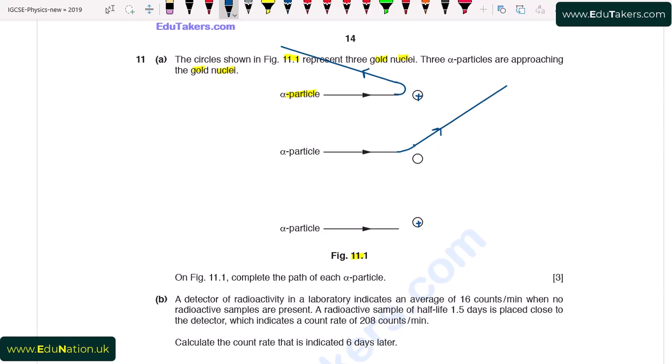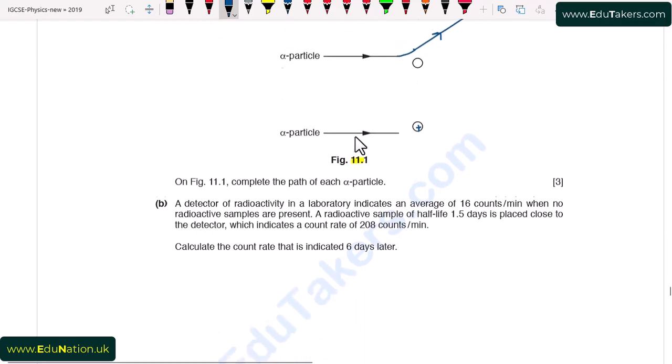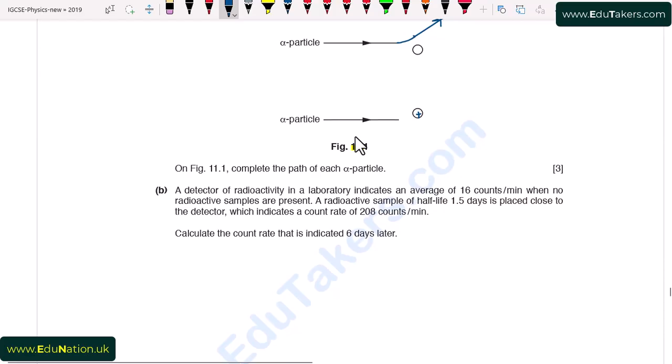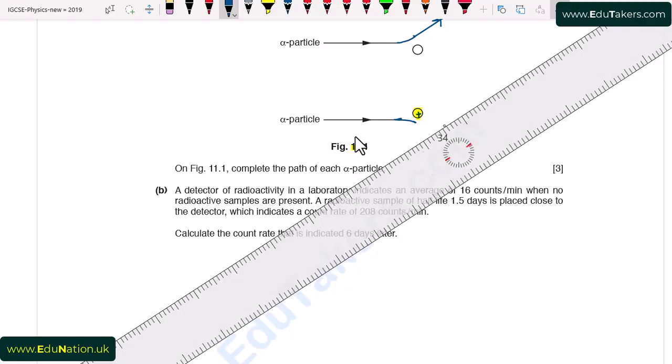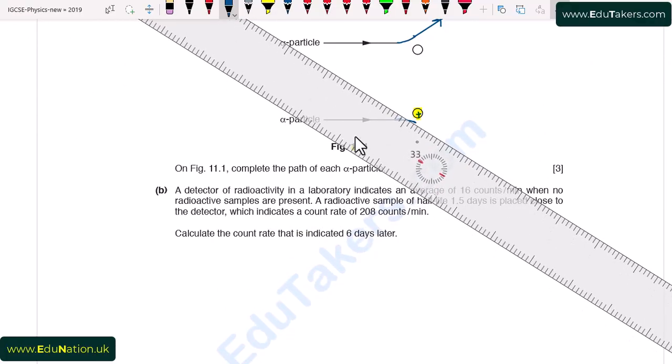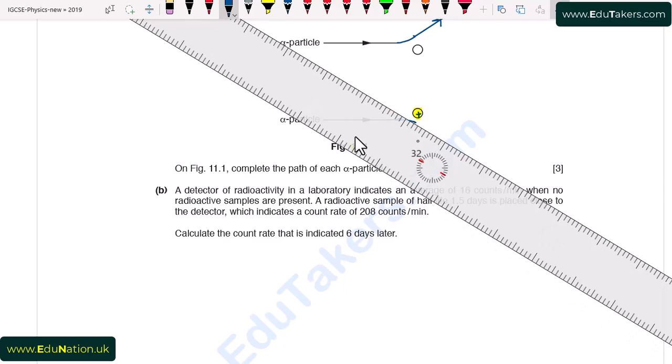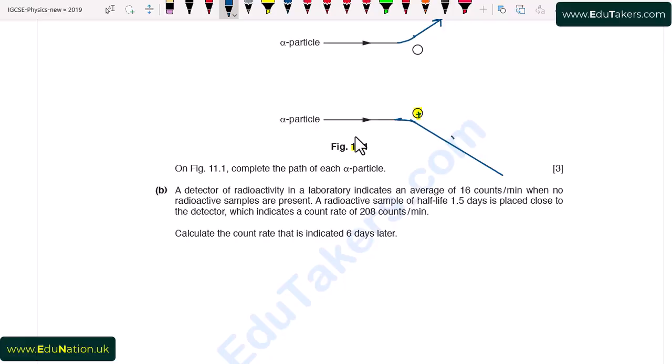And in the third case, there will be less deflection, but the alpha particle is deflected in the downward direction because the gold nucleus is above and the alpha particle approaching is below. That's why it will deflect in the downward direction. So this is the path of alpha particles after repulsion by the gold nucleus.